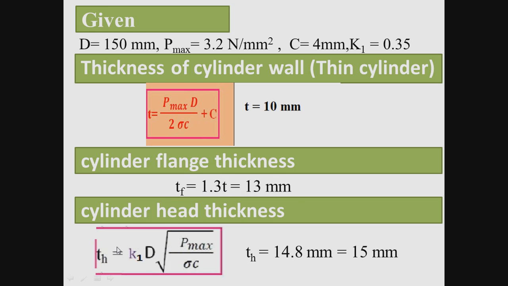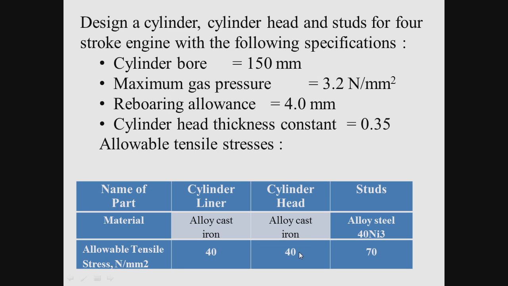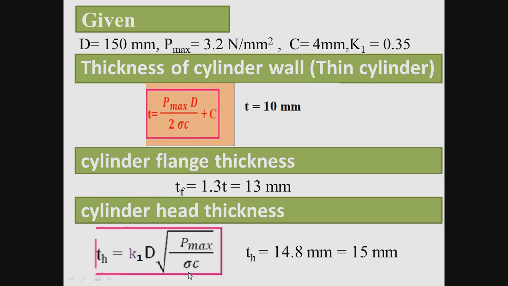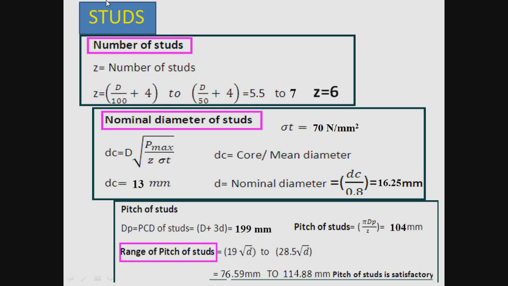Next is the cylinder head thickness. TH is given by the formula TH is equal to K1 into D square root of Pmax by sigma C. So the K1 value is 0.35, D is 150, Pmax is 3.2, and for the cylinder head, the allowable stress given in the problem is 40. So substitute sigma C as 40. Then you get the value TH is equal to 14.8 mm. So you can take it as 15 mm.